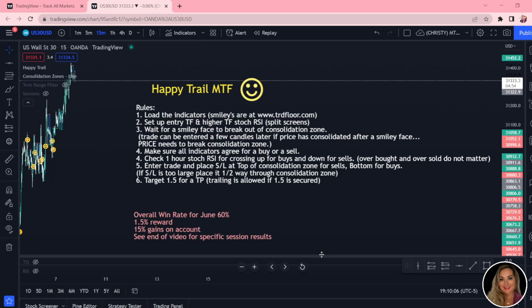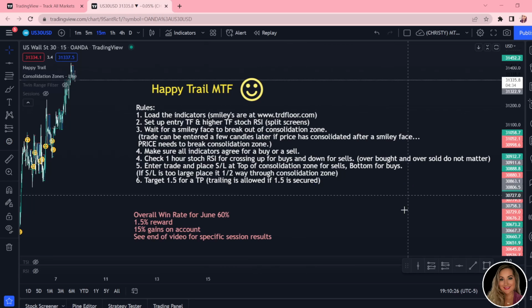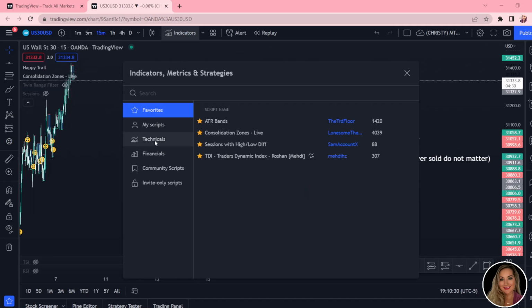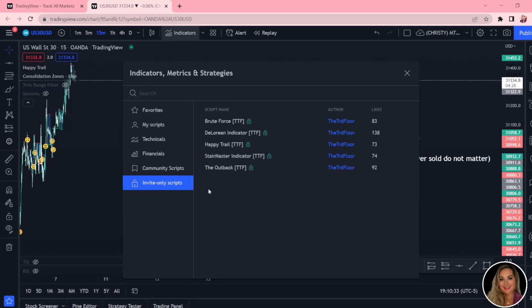As far as the rules go, I gave you guys a basic layout here to follow along, but rule number 1 is literally just load the indicators. Super simple. I'm going to show you version number 1 first. Version number 1 is if you have the Happy Trail indicator that comes with the Trading Floor membership. You will just go into your indicators, go under your invite only scripts, and grab your Happy Trail and load it on your chart.